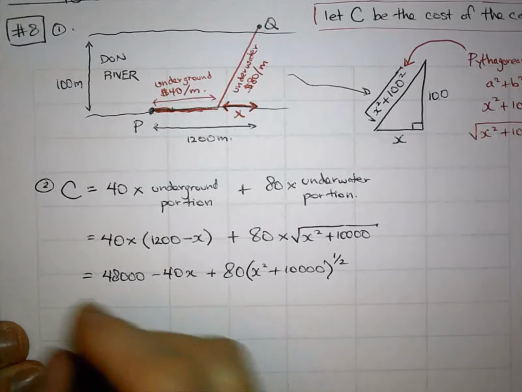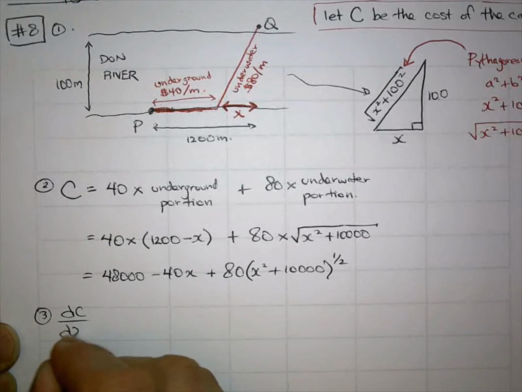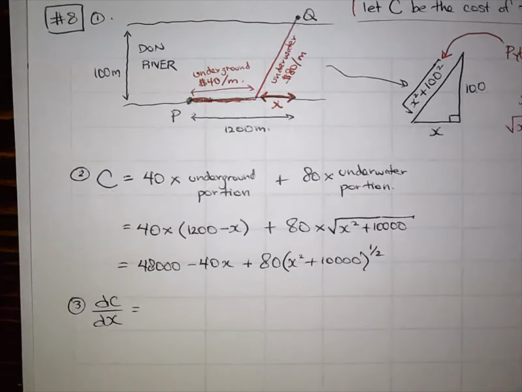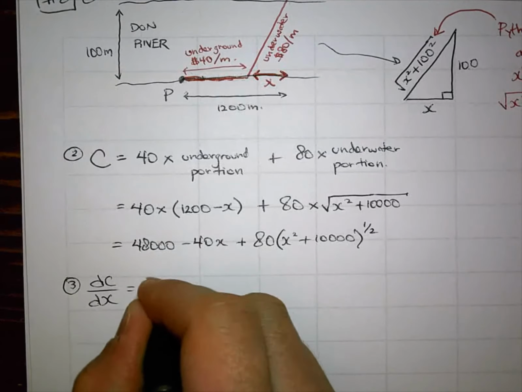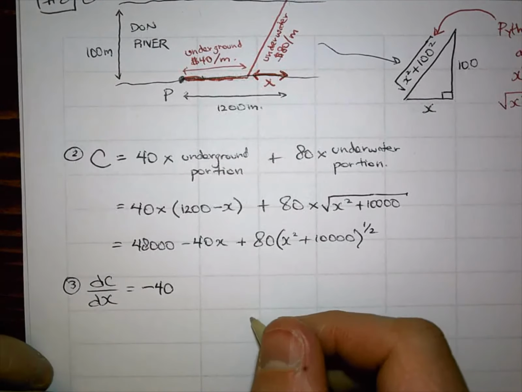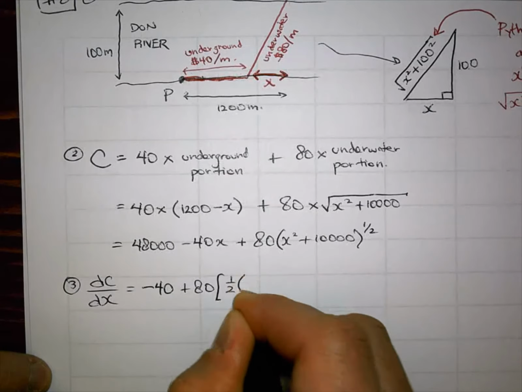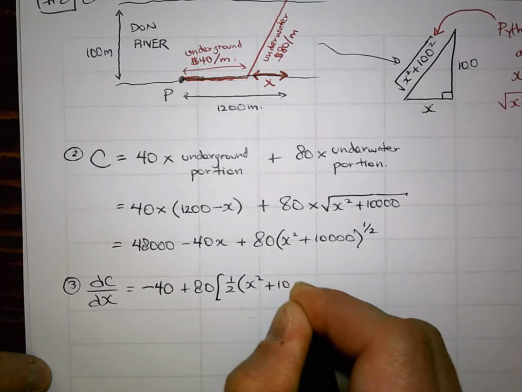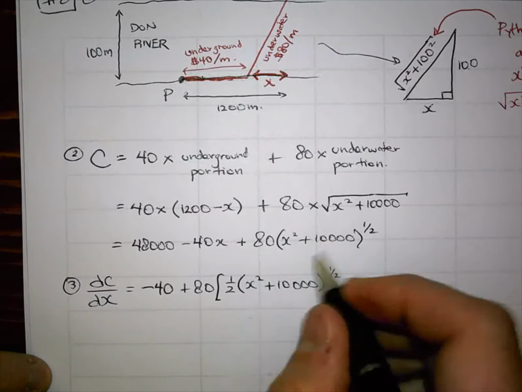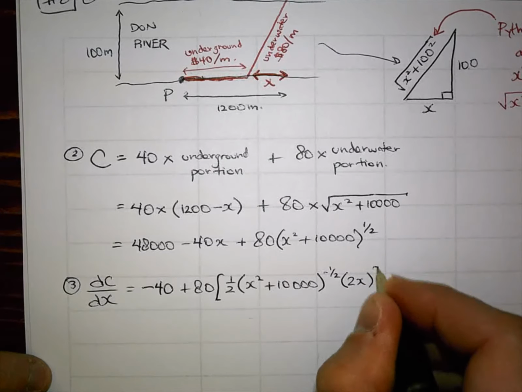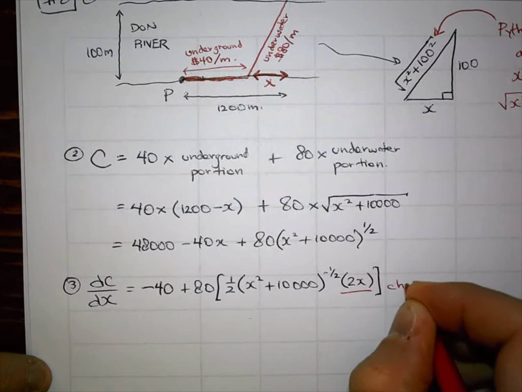Okay, ready to roll? Let's do it. I need to find the derivative of the cost with respect to this x length. The derivative here is 0, and here it is negative 40. That's the easy part. Now I have a difficult derivative, plus 80. The half comes down. I end up with x squared plus 10,000 to the negative half times the derivative of the interior function, which is 2x. So don't forget that chain rule. Should I underline it? Why not? Chain rule, it never goes away.